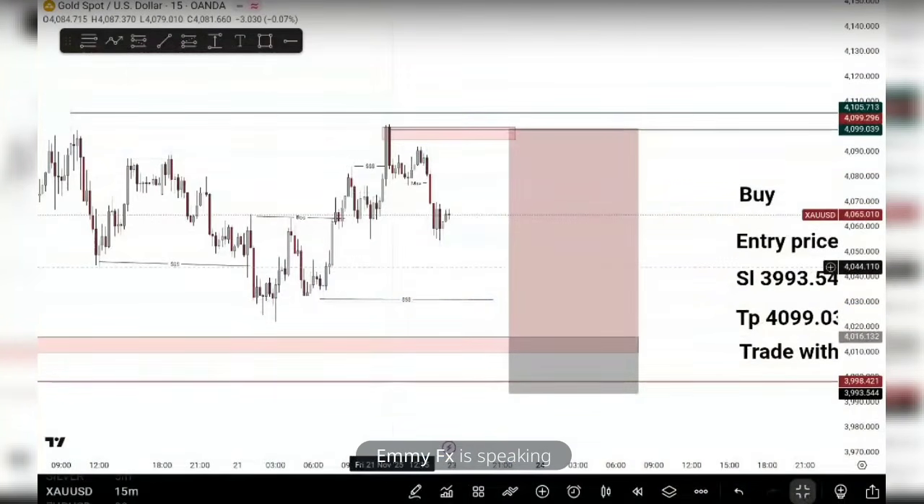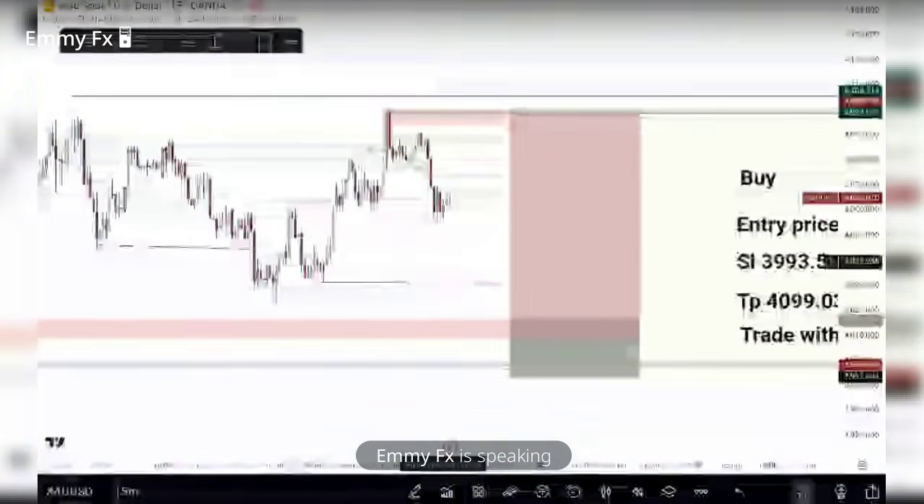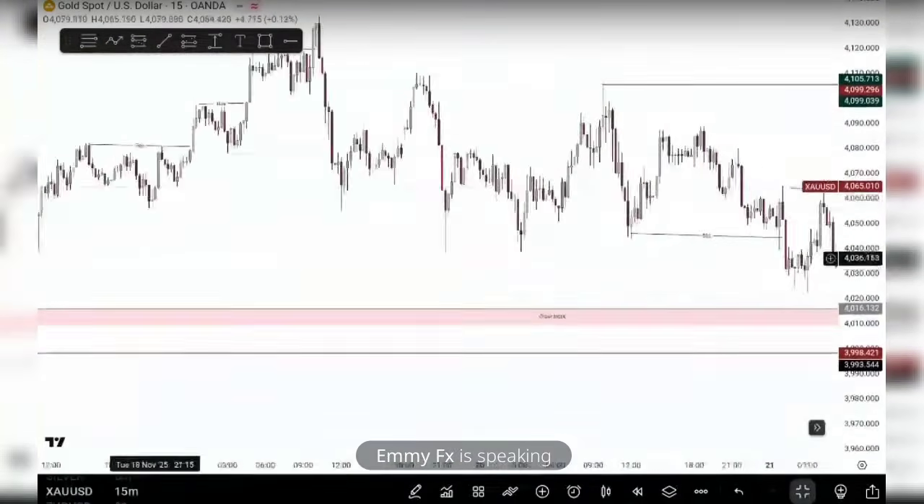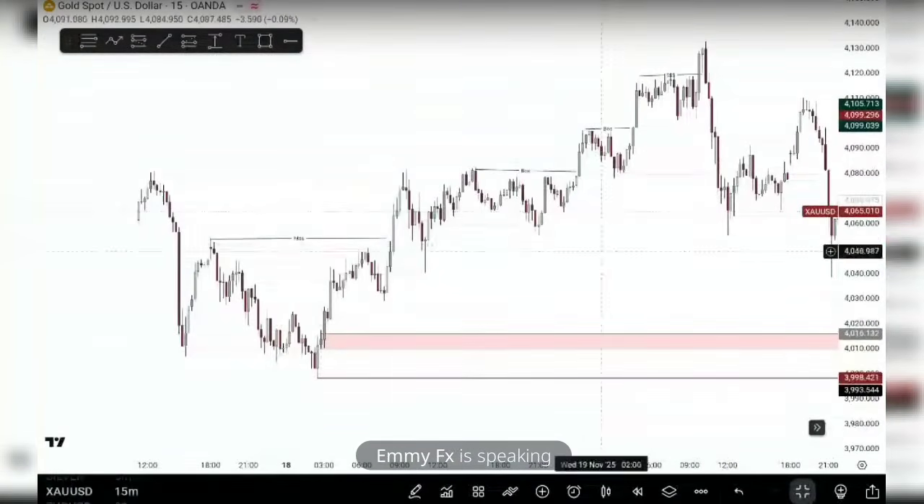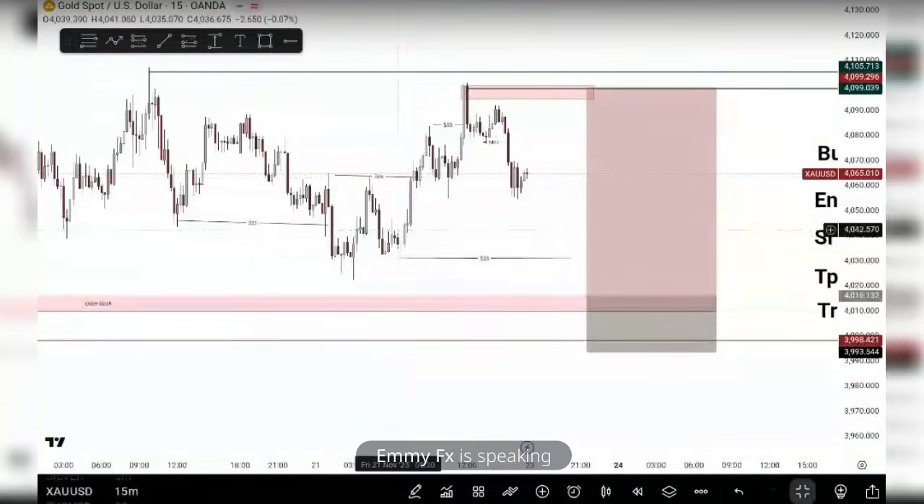If you're in my mentorship program, the first batch or second batch, you understand what I always talk about: liquidity. Do not chase the market. We have this demand zone here, and this demand zone here.